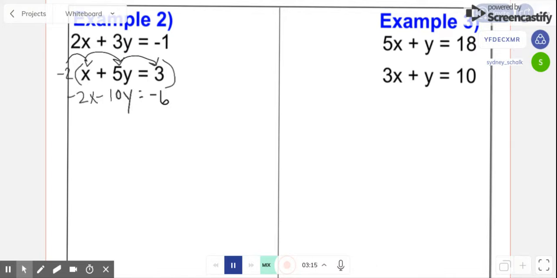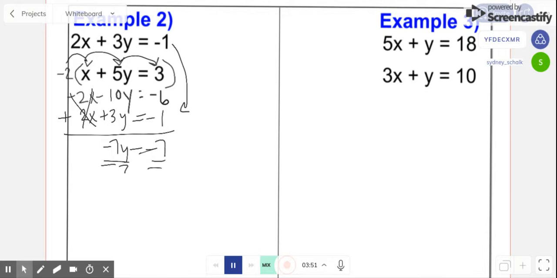So I wrote out my new equation for us. We now have negative 2x minus 10y equals negative 6, instead of that x plus 5y equals 3. I'm also going to bring that other equation down here. I have 2x plus 3y equals negative 1. Now these are lined up for us, and we can go ahead and add them. Well, that negative 2x and that 2x cancel out, and negative 10y plus 3y equals negative 7y, and negative 6 minus 1, or plus negative 1, gives me negative 7. And so the last step then is to divide by negative 7 on both sides, and I get y equals 1.